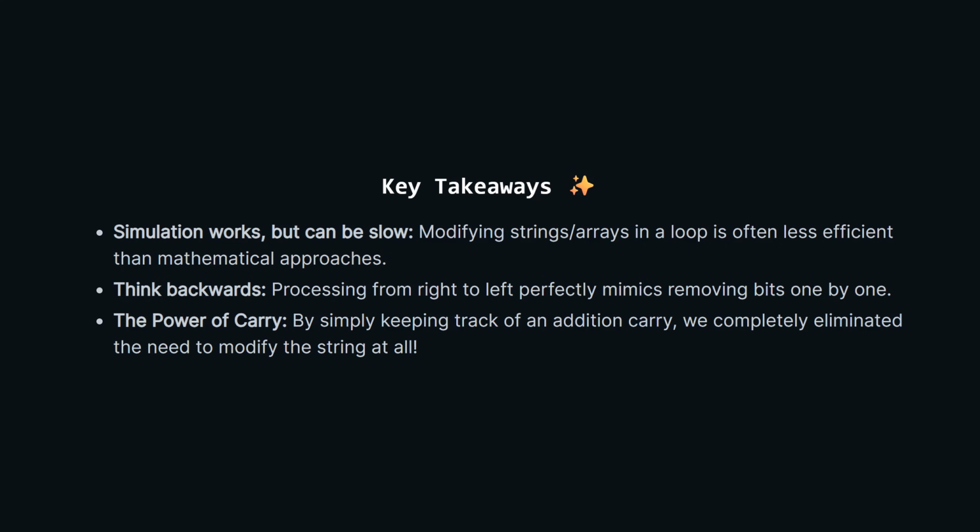So let's wrap it up. We looked at 2 ways to solve this. First, we simulated the exact rules the problem gave us, which works. But modifying lists constantly isn't the fastest thing in the world. Then, we realized that by thinking backwards and processing from right to left, we can mimic removing the bits. By cleverly using a single carry variable to handle the addition rules, we solved the whole problem in one incredibly fast pass without ever changing the original string.